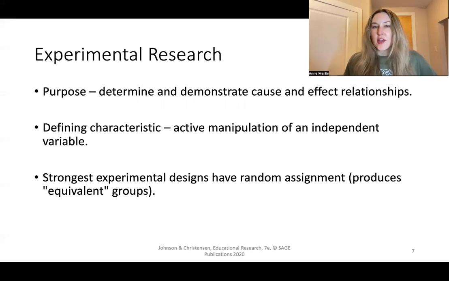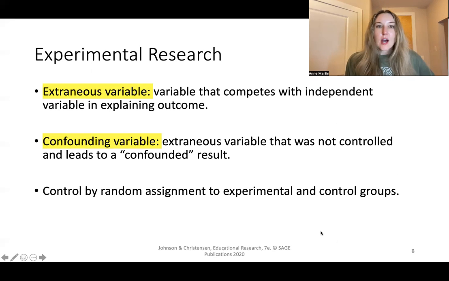Here they also talked about the variables. The independent variable is the treatment or the strategy, whatever is being tested, and the dependent variable is how you measure it. We've read several chapters about this, so this should make a lot of sense now. The strongest experimental designs have random assignment, where the participants are randomly assigned to either the control group or the experimental group.